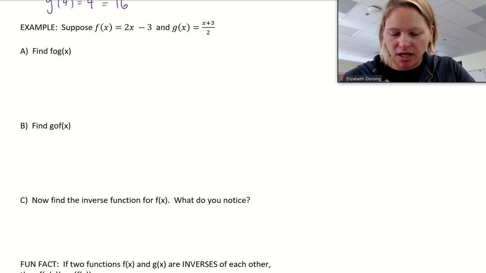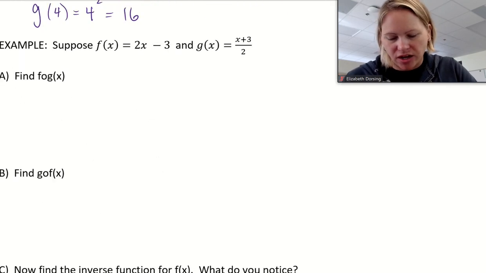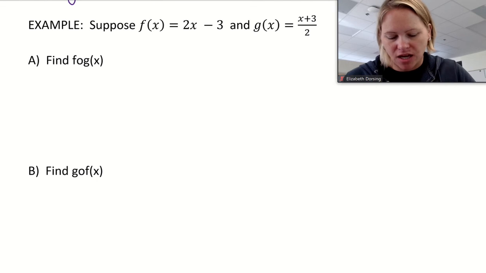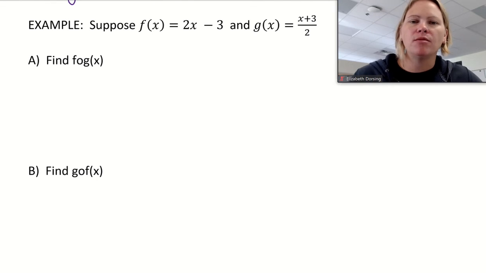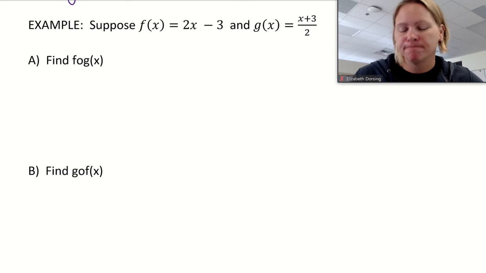So here's another one, and if you want to pause the video and try this, I would love to practice finding f of g of x and g of f of x here. And I'll give you a little warning here as you pause the video and try it yourself. Something weird's going to happen, so that's okay. So just be ready for that.